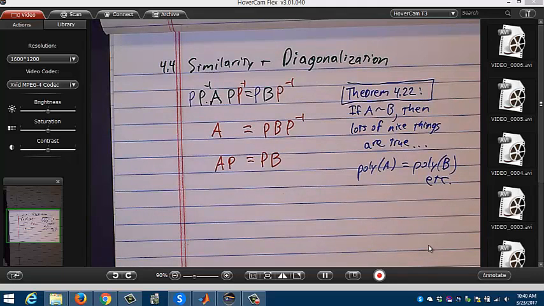Question about P. Yes. So, can it be any matrix? They're not unique. As long as it's square and invertible? Yes. There can be many, many different P's that work for similar matrices. Right.